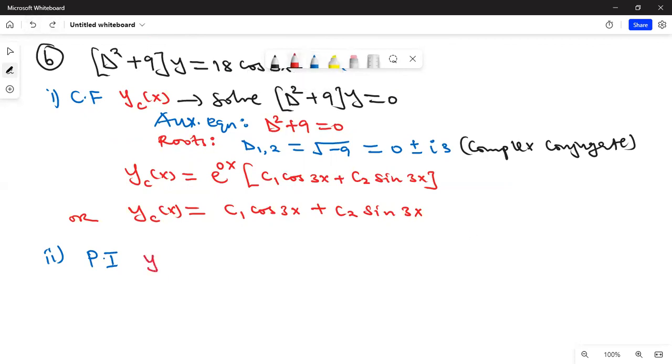That is y subscript p of x. How do we get it? Make y the subject, so you divide through by the coefficient of y in equation star star. So that will be 1 over D squared plus 9 operating on 18 cosine of 3x.